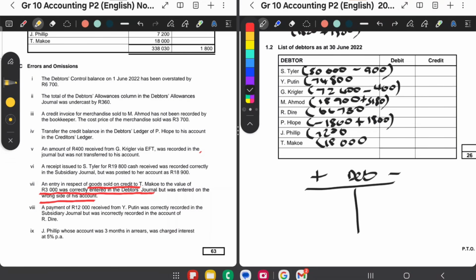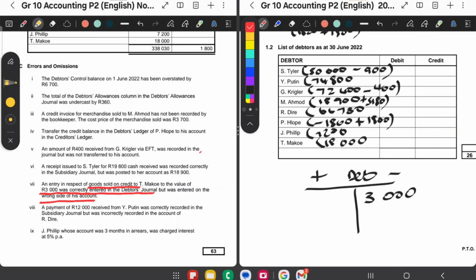Okay? But now we recorded this on the wrong side. So if this is the right side, then this is the wrong side. So we recorded the amount, the 3,000 on that side. This is what we have done. We have to correct this. So how do you correct it?